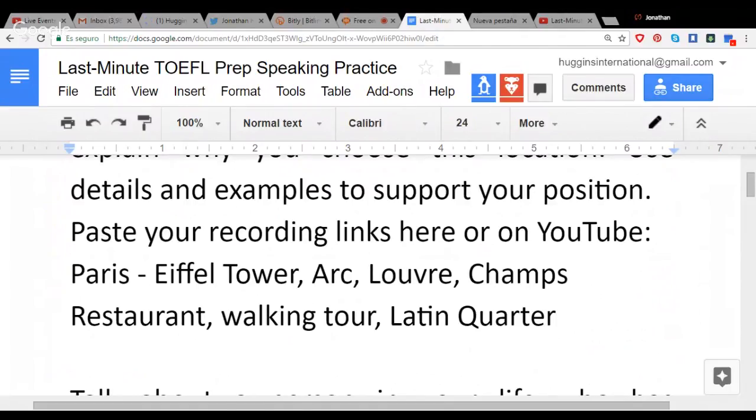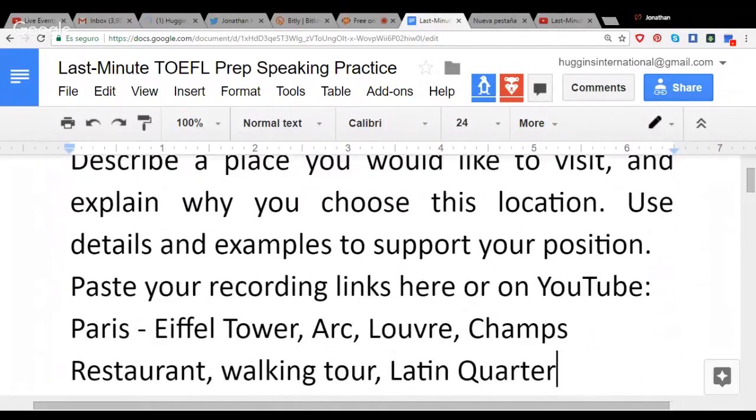So, okay. One of the places that I would really like to visit is Paris, the capital of France. Now, one of the reasons why I really love to go there is because I have been studying French for several years, and it would be a great opportunity to go practice my French and see some of the tourist sites like the Eiffel Tower, the Arc de Triomphe, the Louvre, walk along the Champs-Élysées and walk around the Latin Quarter.